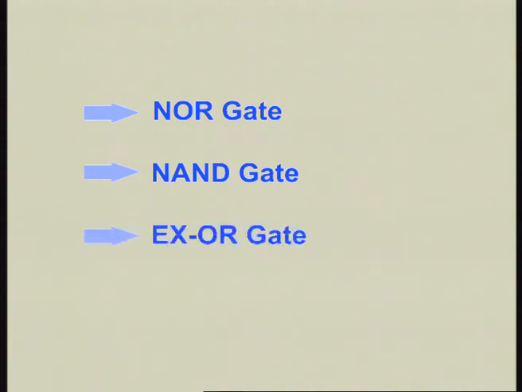Discuss logic gates. So far we have studied the OR gate, AND gate, and NOT gate. Those were the basic gates, and we have also discussed their Boolean expressions. Now we will continue our discussion and go further on the NOR gate, NAND gate, exclusive OR gate and the exclusive NOR gate. So now, the NOR gate.